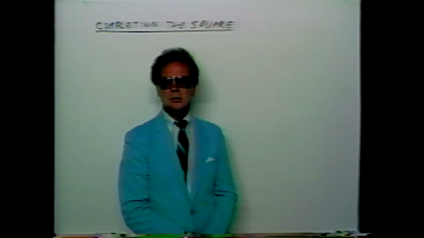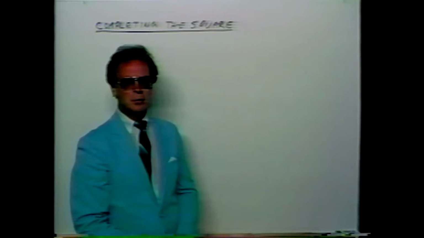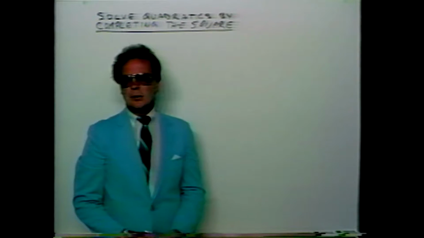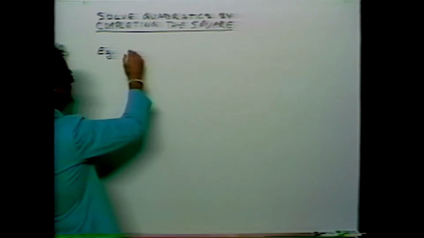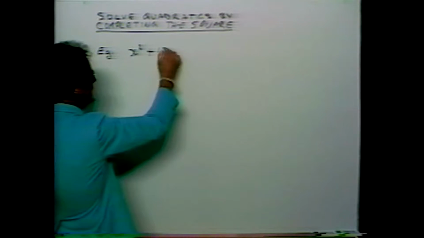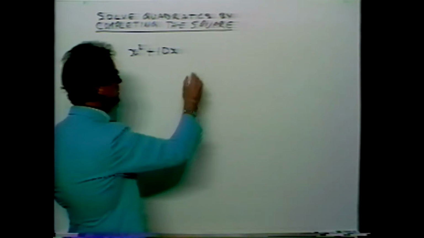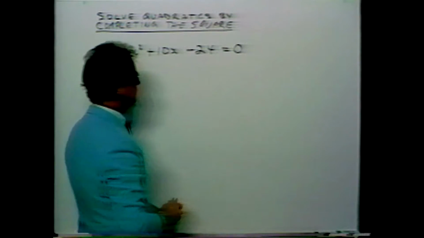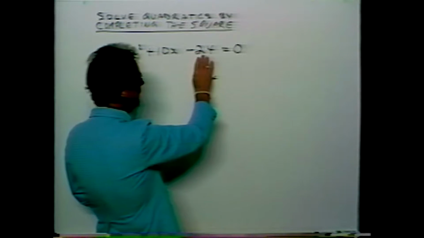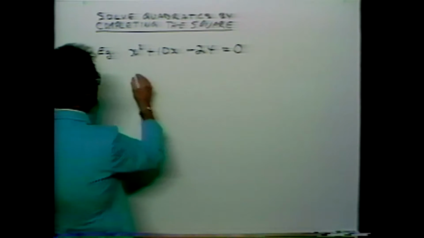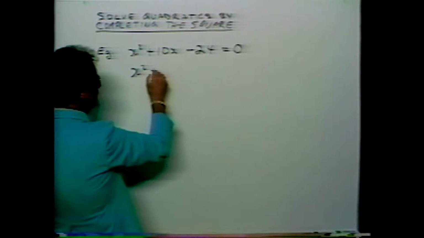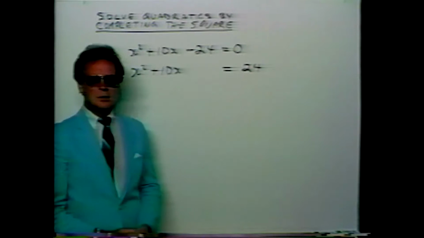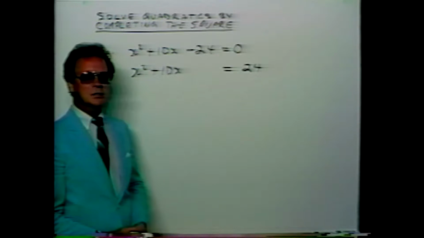We will now solve quadratics by completing the square. For example, x squared plus 10x minus 24 equals 0. Take the absolute term from the left-hand side and place it on the right. Complete the square on the left-hand side.